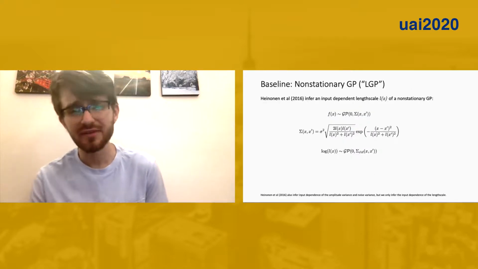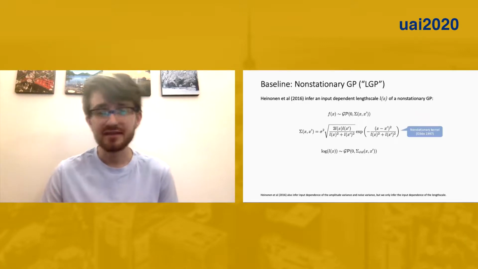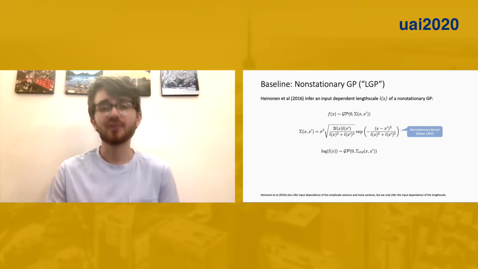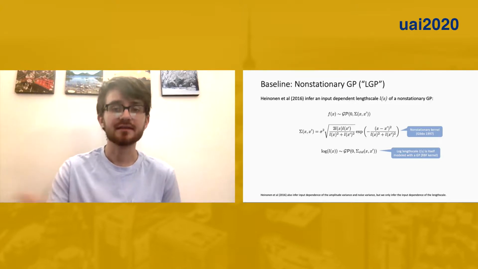Before getting to some results, here's an existing model we use for comparison. It's a GP that uses a non-stationary kernel that looks a lot like an RBF kernel, except with a length scale function L of x that varies over the input space. By further modeling the log of the length scale function with another GP, the length scale function can be inferred.